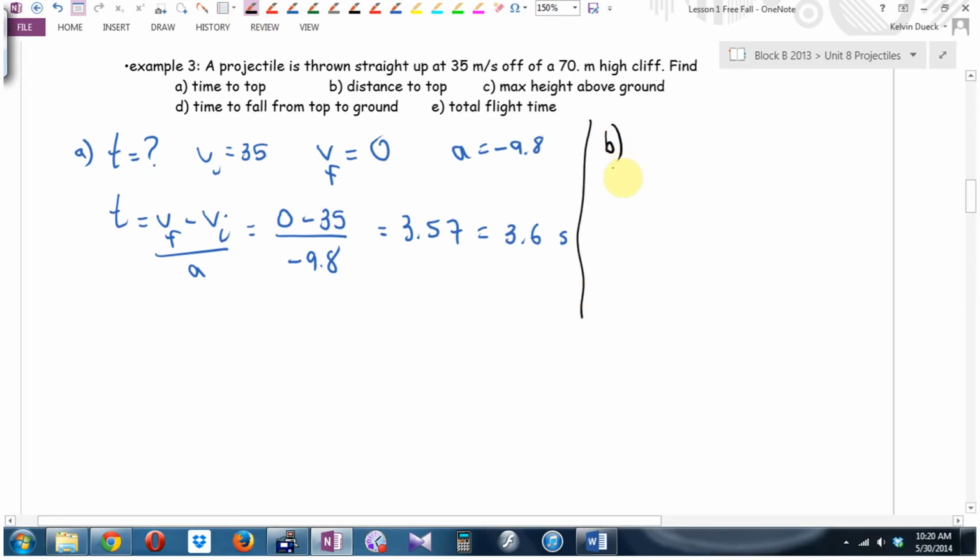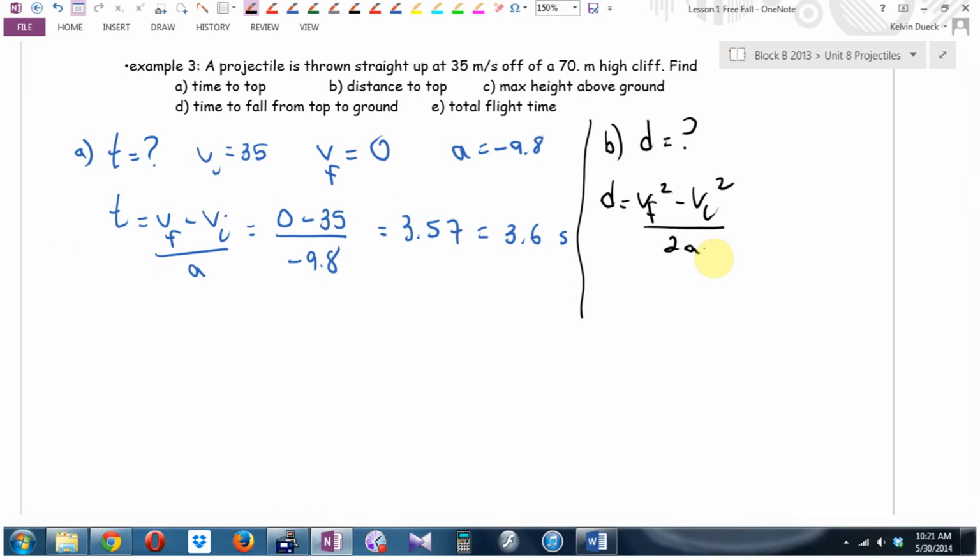What's B want me to find? You know what? Let's do the same thing we did before. What was it? D equals VF squared minus VI squared all over 2A. By the way, a comment on this equation. I see a lot of kids, because there's so many squareds in the equation, that they want to square root their answer. Is it D squared? So do I need to square root? No, but that's a common mistake.